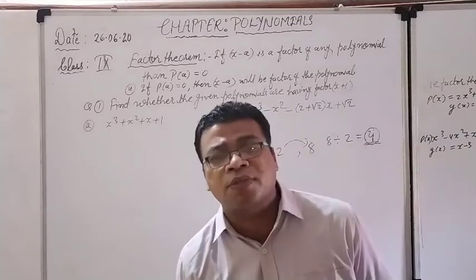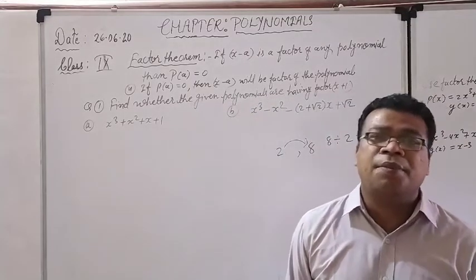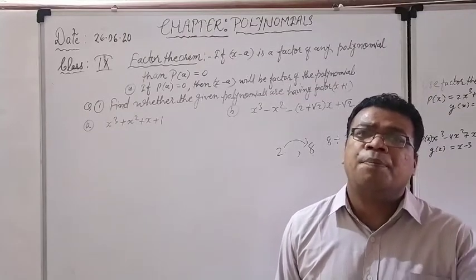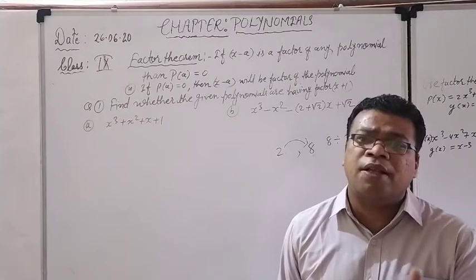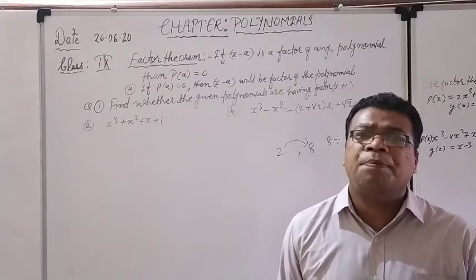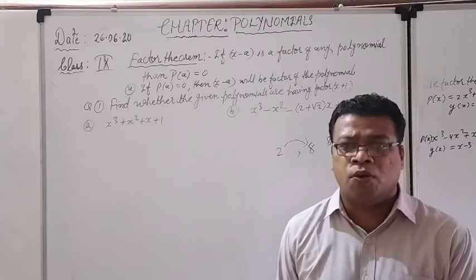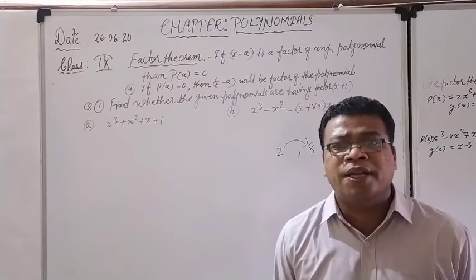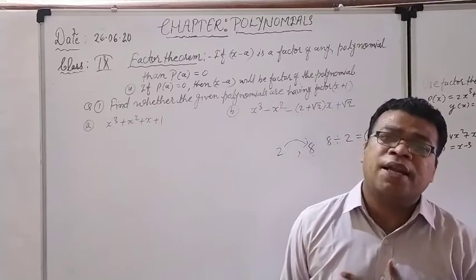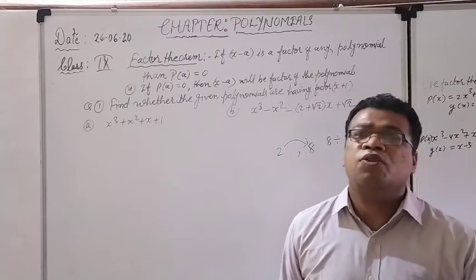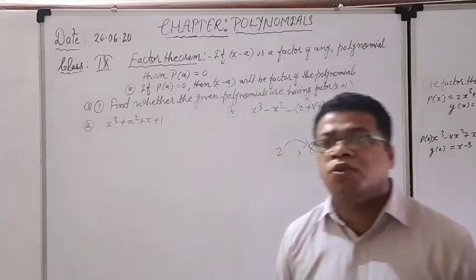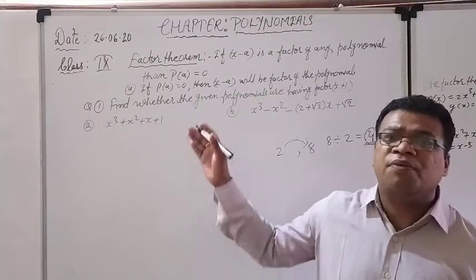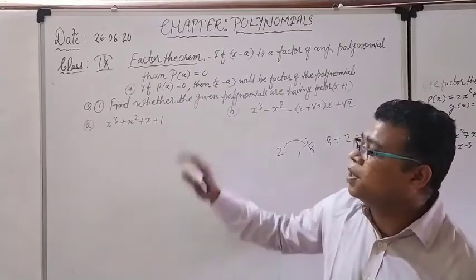So what does the factor theorem say to me? In short we can describe it. If x minus a is a factor of some polynomial, then p(a), which is the remainder according to the remainder theorem, is equal to 0. And second, if p(a) is equal to 0, then we can say that x minus a is going to be a factor of the polynomial. So this is the theory portion. You will understand better when we solve the questions related to this theorem.